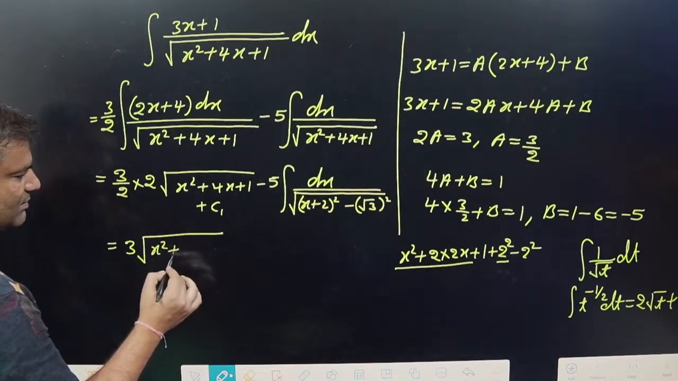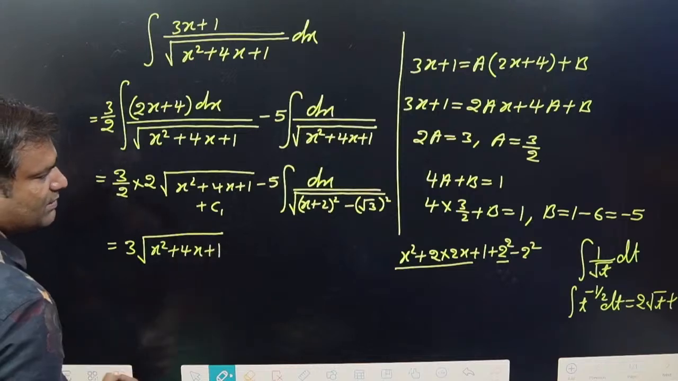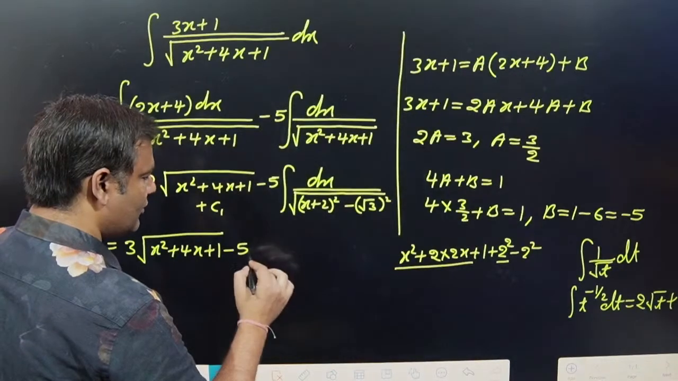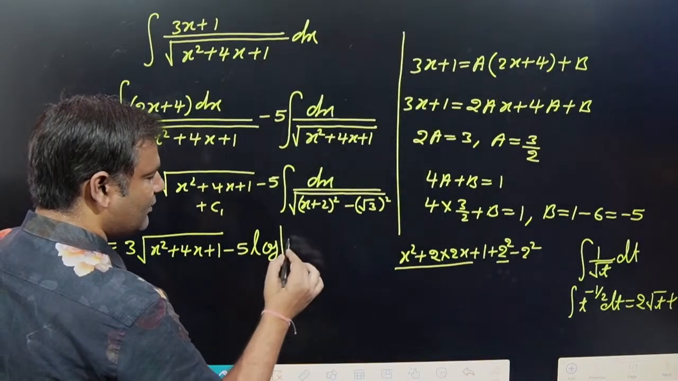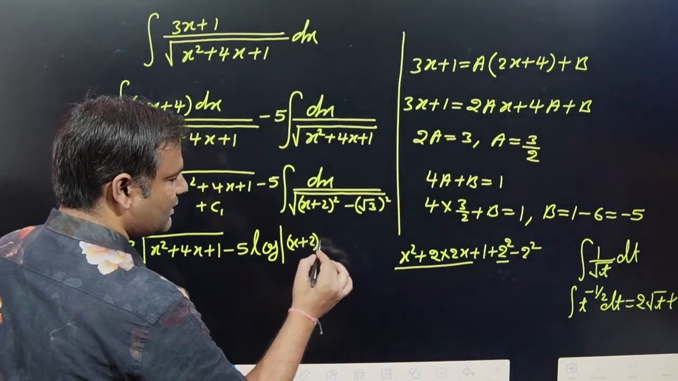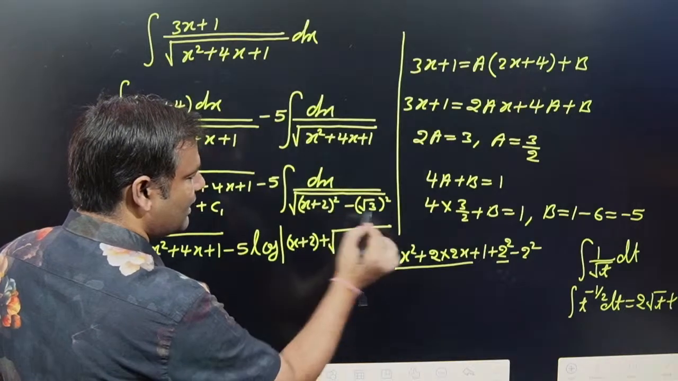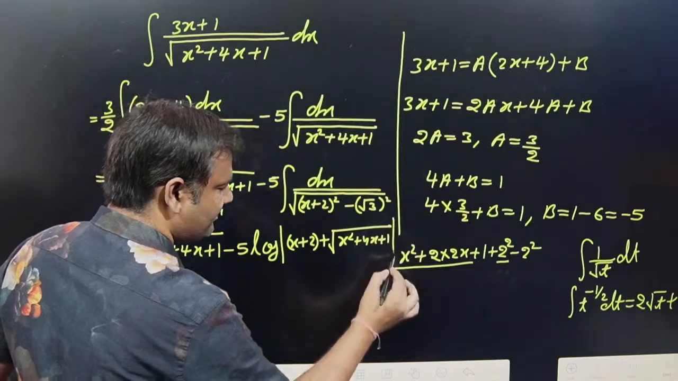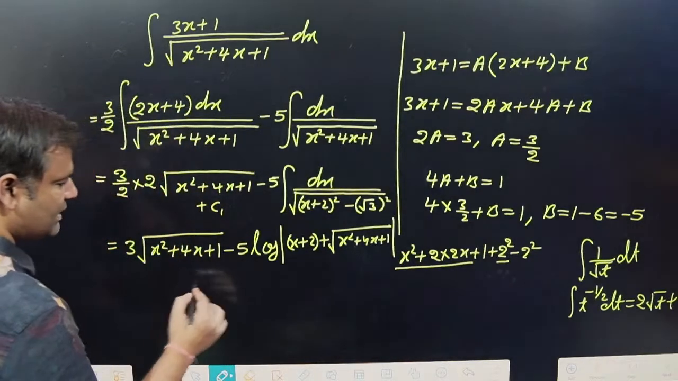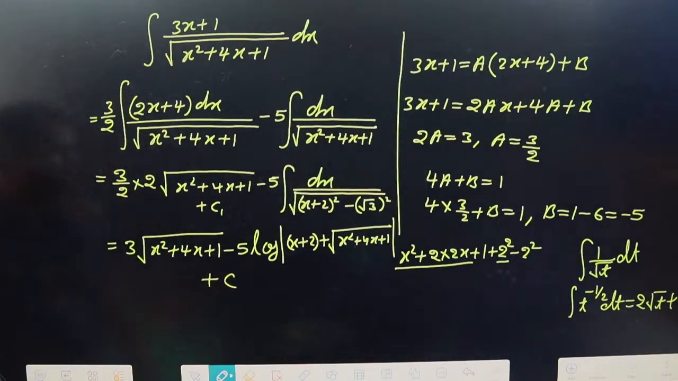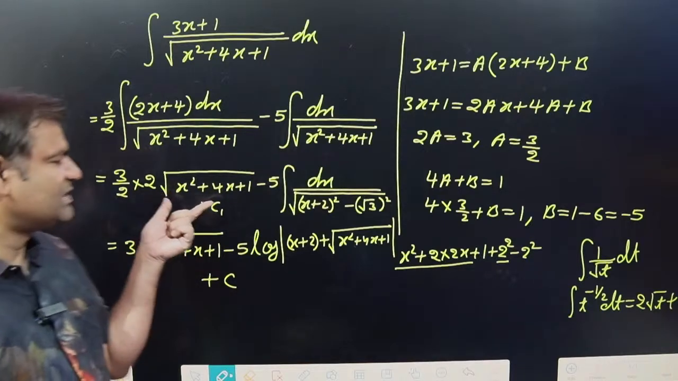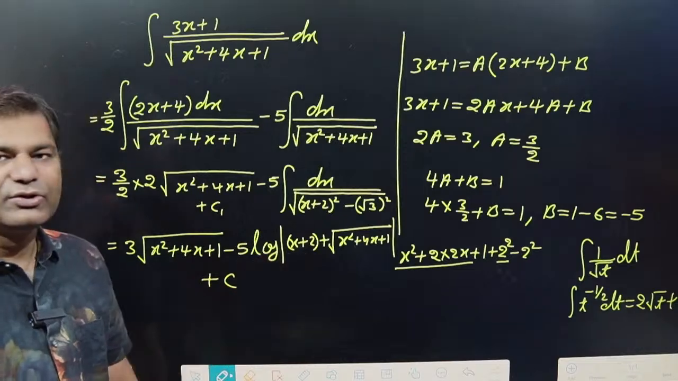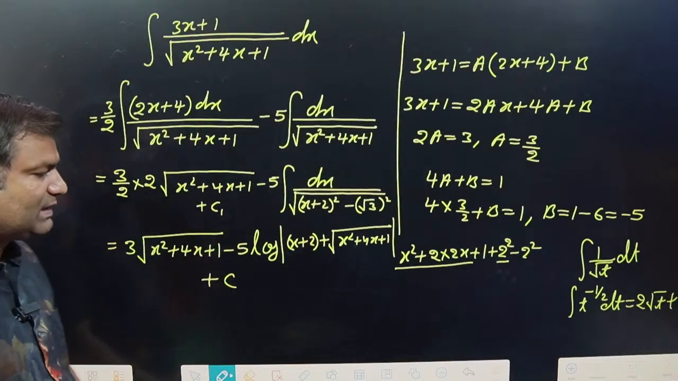Now here 5. What about that value? Log of x plus 2 plus under root x square plus 4x plus 1, plus a new constant c. Integration of this one gives c1, and integration of this one gives this one plus c2. So c1 plus c2 is a new constant c.